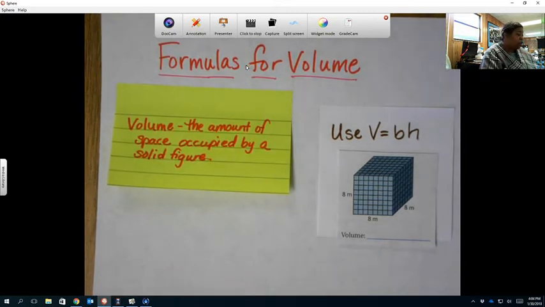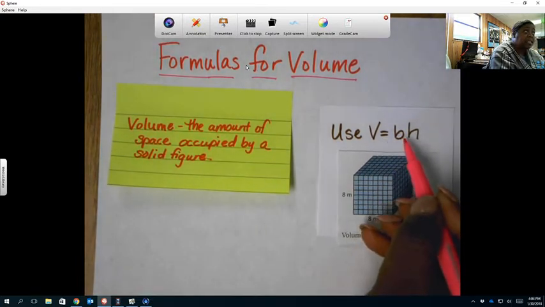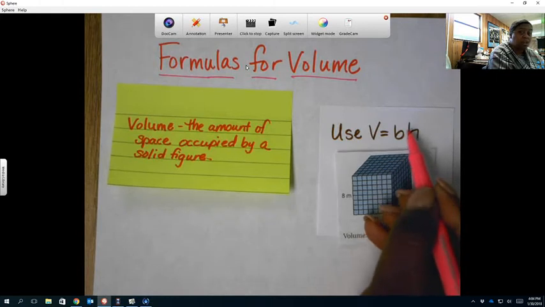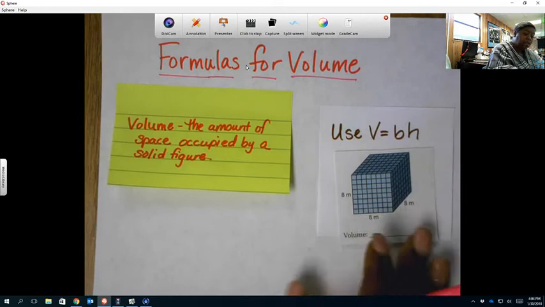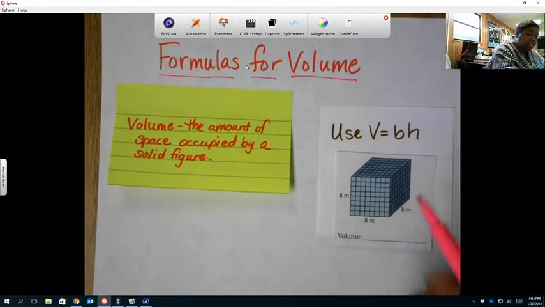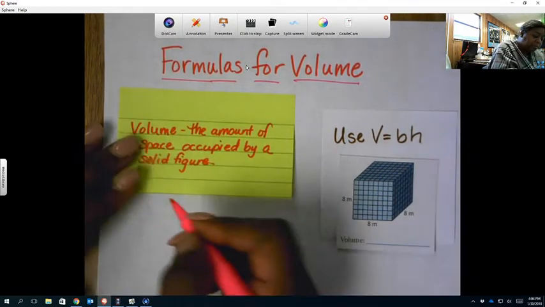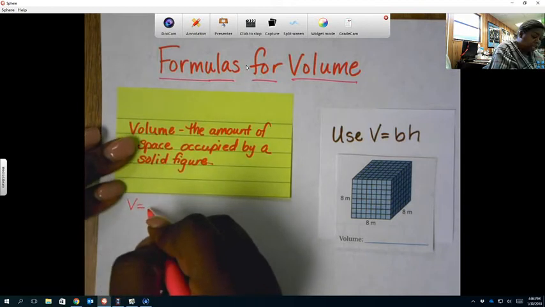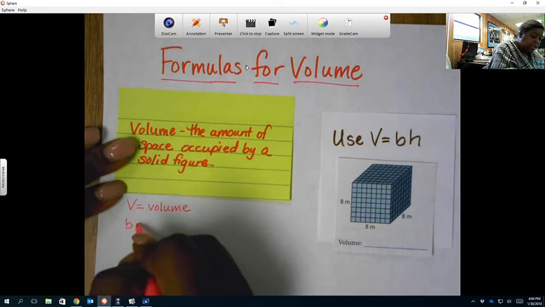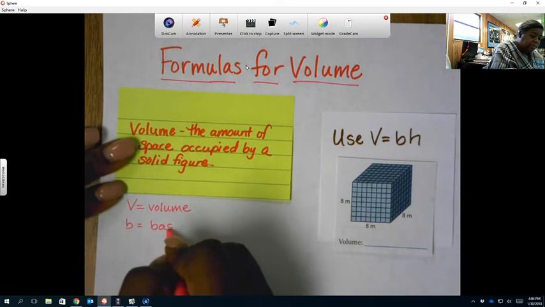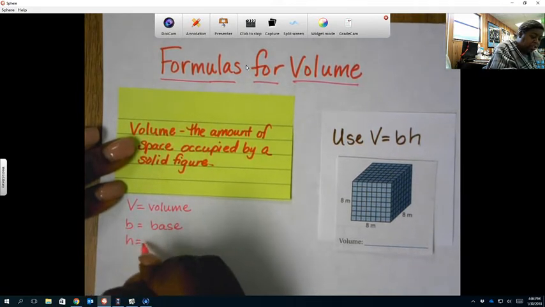So the first volume formula we're going to use is V equals B times H. Remembering that when we have two variables together with no operation sign, that means multiplication. So let's look at what each one of these stands for. The V stands for volume. The B stands for base. And the H stands for height.